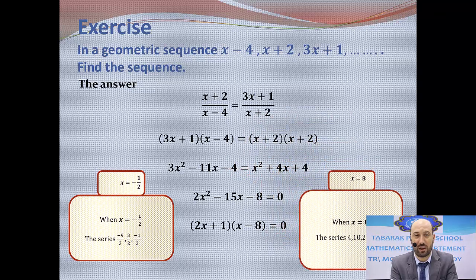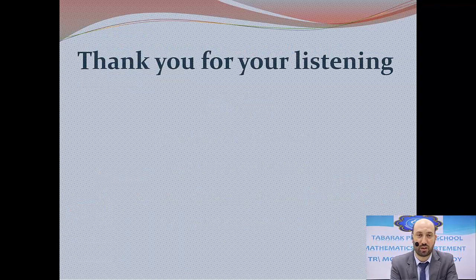And the second, when x equals 8. From where 8? When we solve x minus 8 equals 0, we will have x equals 8. So when x equals 8, the series is 4, 10, 25. If we substitute in the series, x minus 4, 8 minus 4 is 4, and x plus 2, 8 plus 2 is 10, and 3x plus 1, 3 times 8 plus 1 equals 25. And now we finished the geometric series, and I hope you enjoyed our lesson.